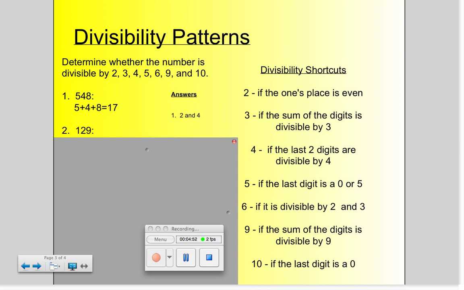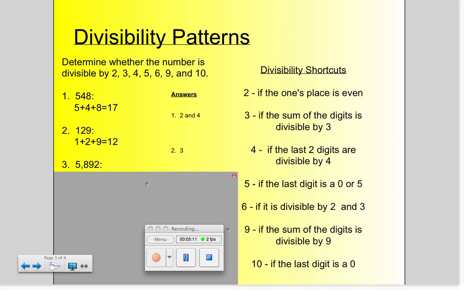For our second example, 129, again, I'm going to add those digits up because I need to check for divisibility by 3 and 9. It adds up to 12, so it's divisible by 3. And if you try all the other rules, you see that none of the other ones work out.